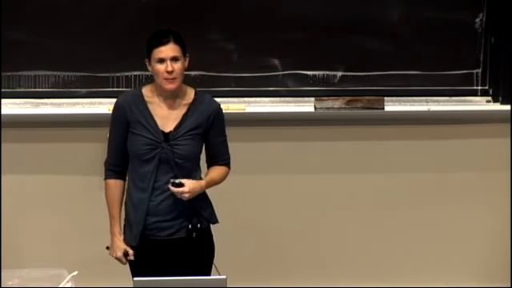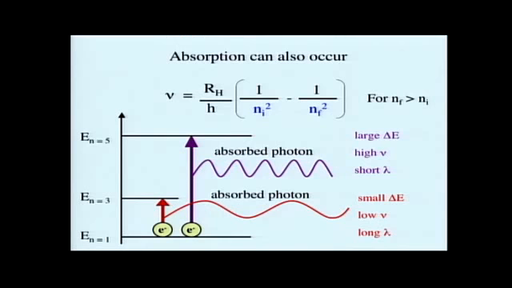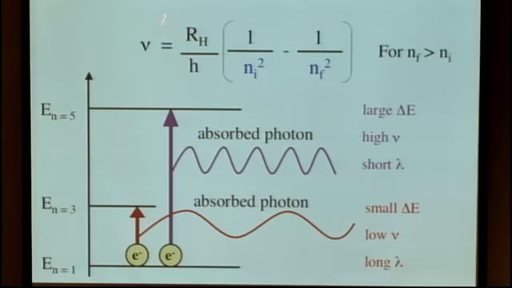And again, we can talk about the same relationship here. It's a very similar equation to the Rydberg equation that we saw earlier, except now what you see is the n initial and the n final have swapped places. So instead now we have R_H over Planck's constant times 1 over n initial squared minus 1 over n final squared.